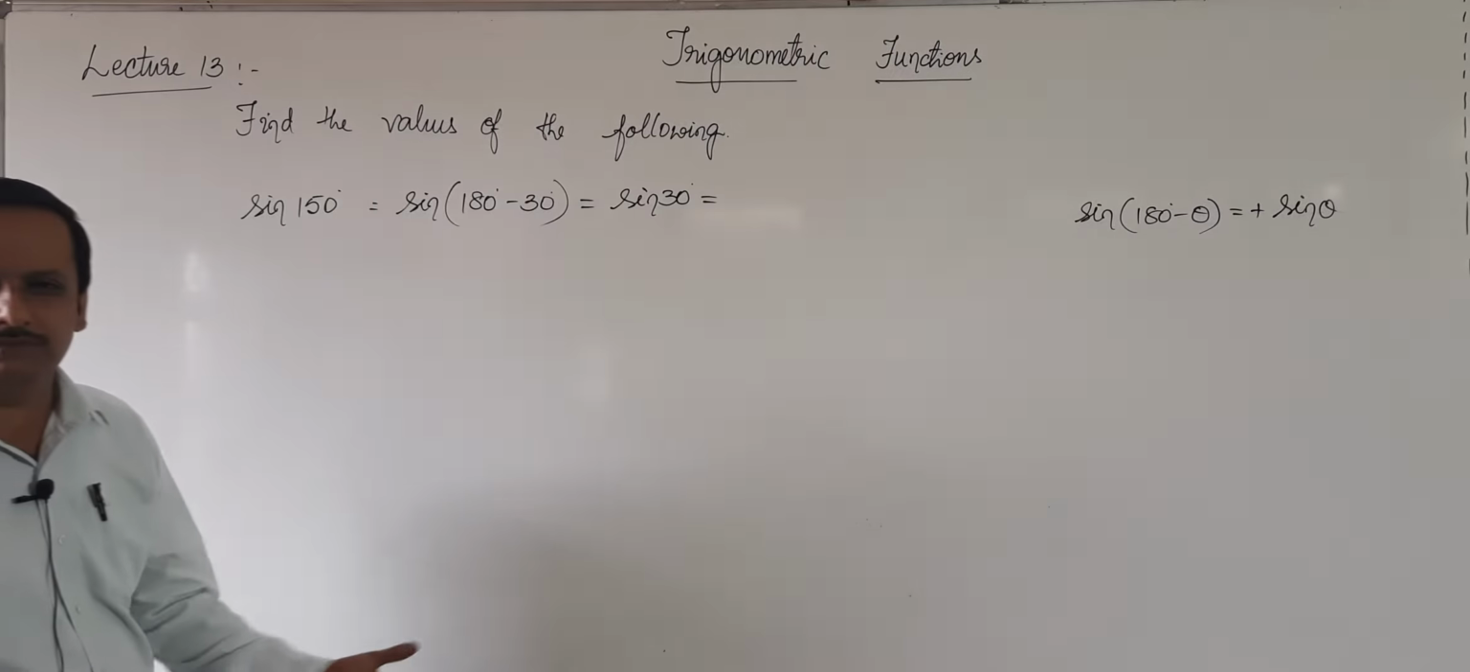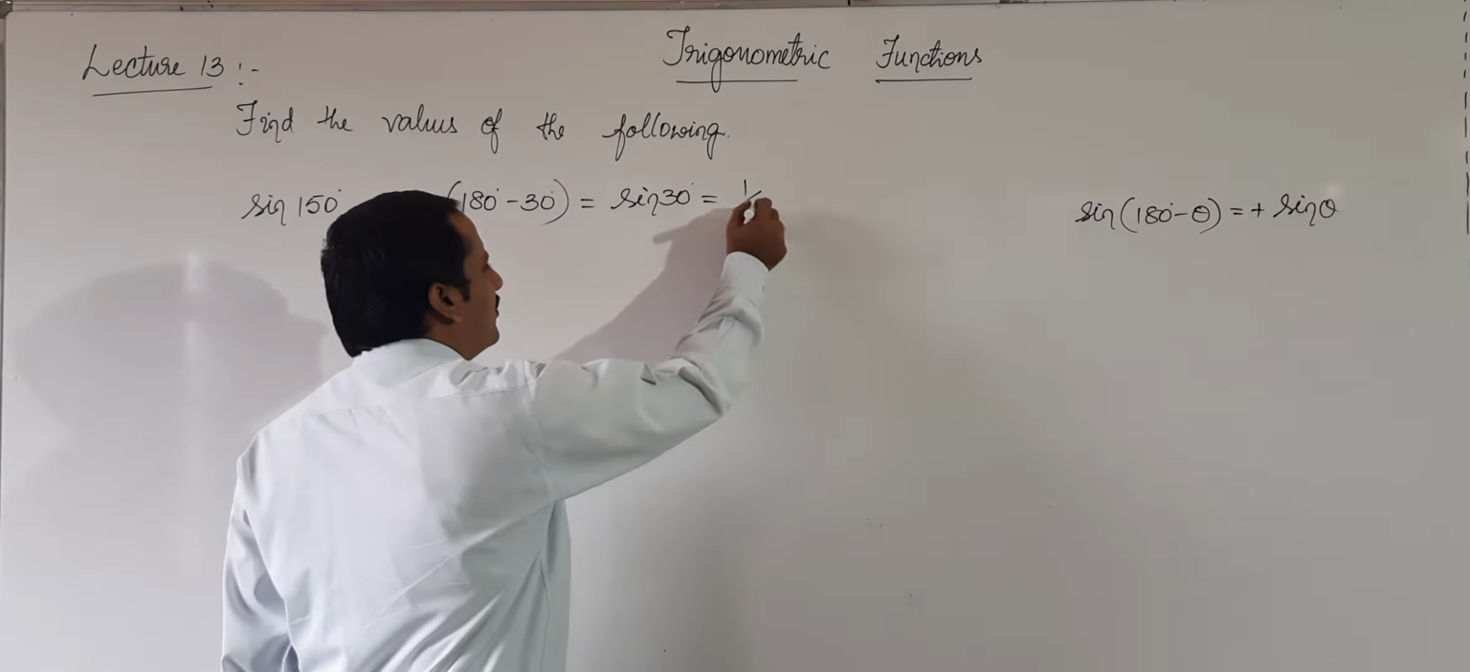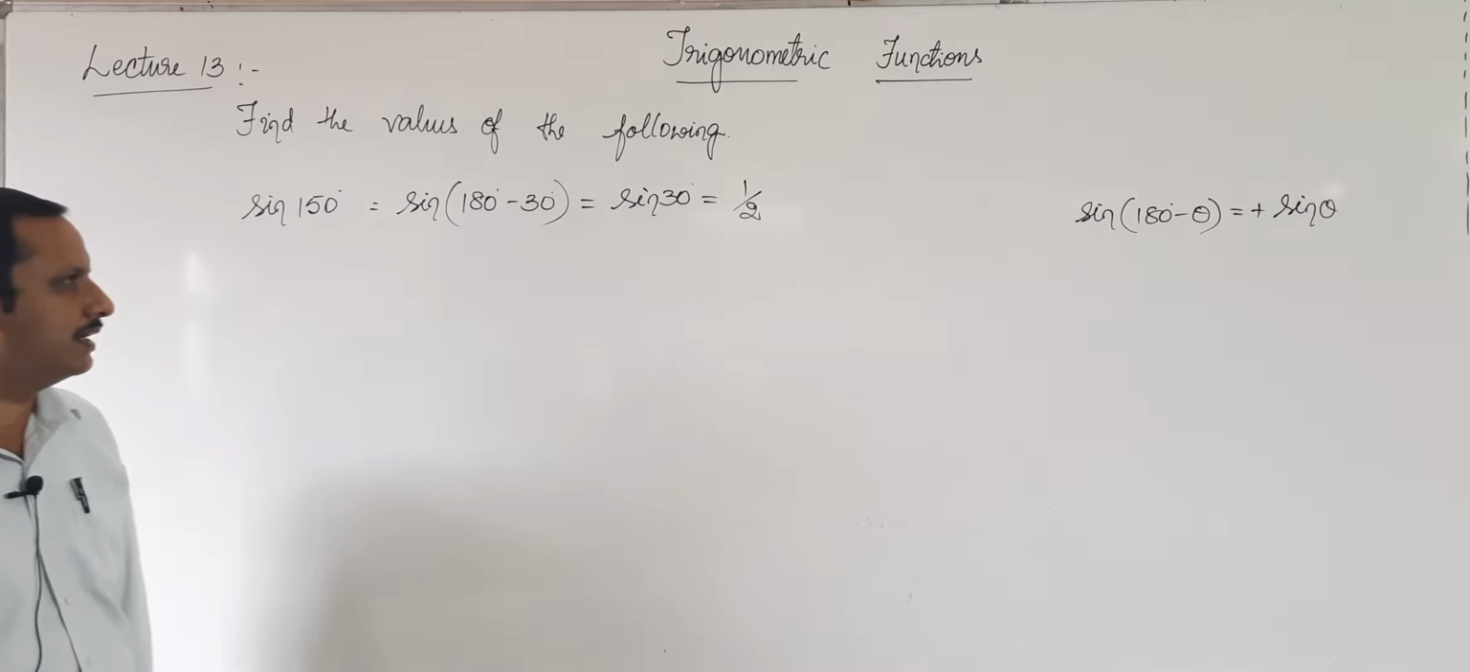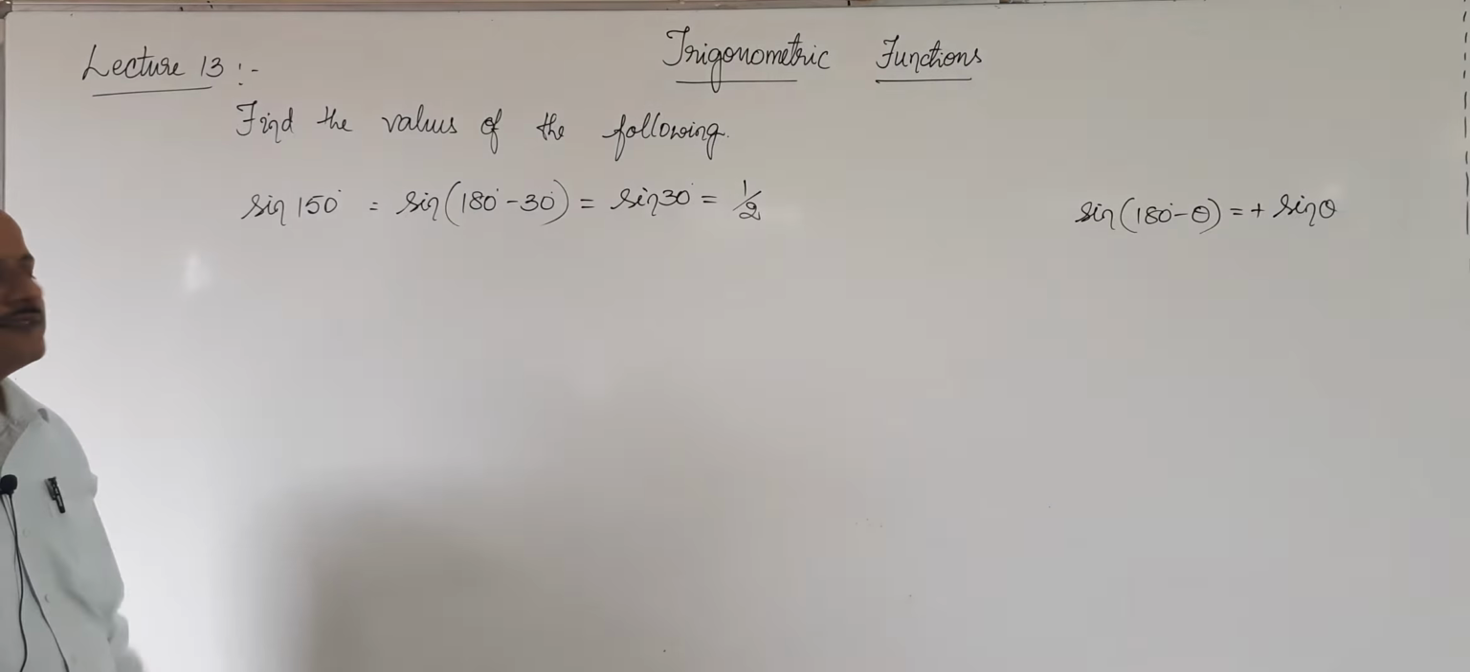Sine 30 degree, this is a very well known value, 1 by 2. I do not think I need to explain from where I got sine 30 degree equal to 1 by 2. You know that, right? This is the value of sine 150 degree.